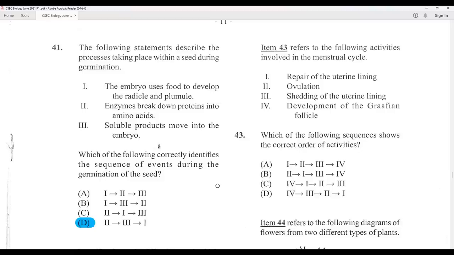Item 43 refers to the following activities involved in the menstrual cycle: repair of the uterine lining, ovulation, shedding of the uterine lining, development of the Graafian follicle. Which of the following sequences shows the correct order of activities? If you pay attention to the answers they give you to choose from, the best one that lines up in the correct order is C.